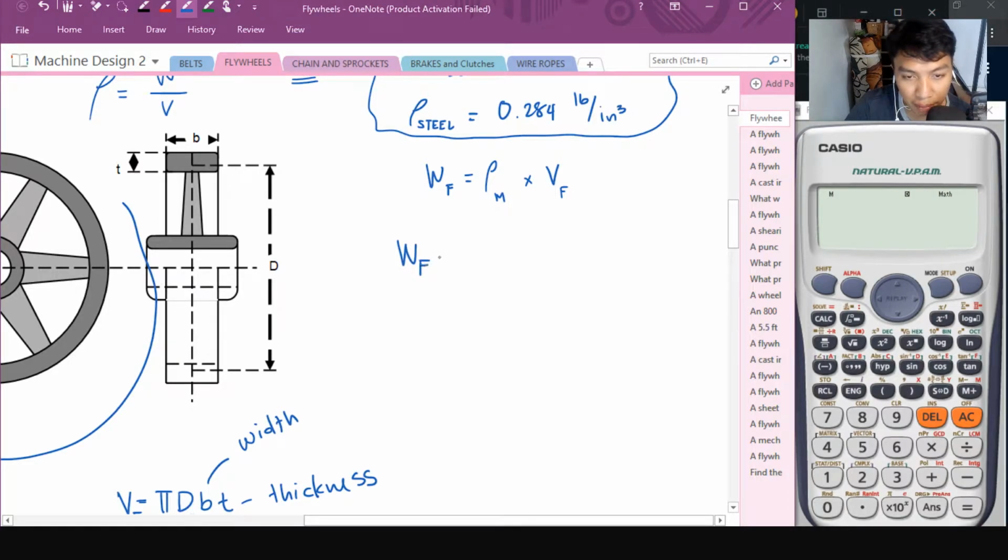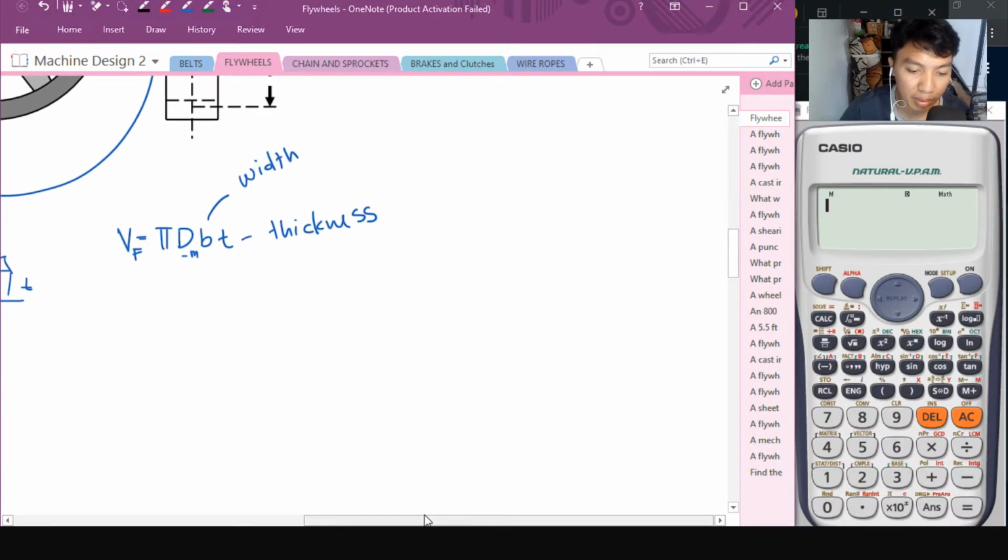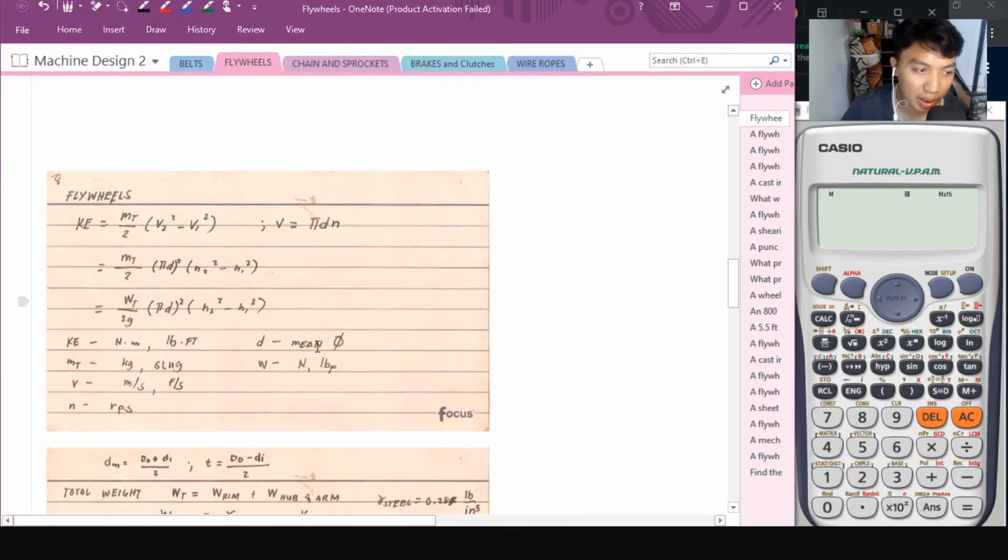So, let's expand. The weight of the flywheel is equal to the density of the material multiplied by pi, then dm, multiplied by b times t. That is the weight of the flywheel. Okay, that's all you need to remember when it comes to the flywheel.